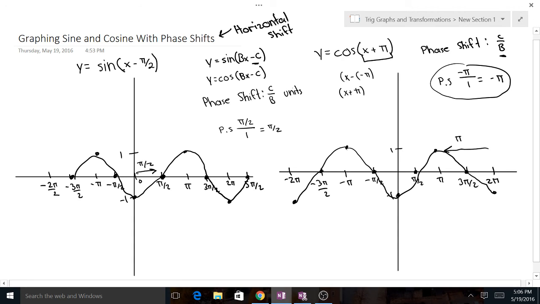So that's the basics for phase shifts, basic graphing with it. I hope this was able to help. Please remember this formula, because once we do start having some examples with b in it, you'll want to use that. Let me know if you have any questions, and thanks for watching.